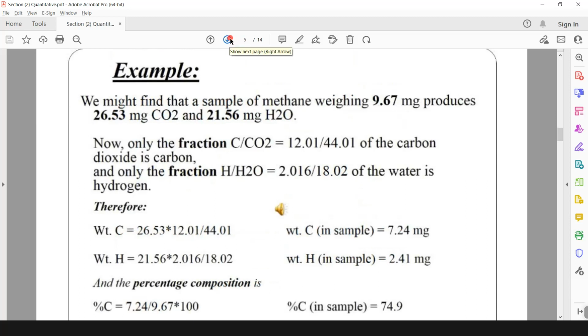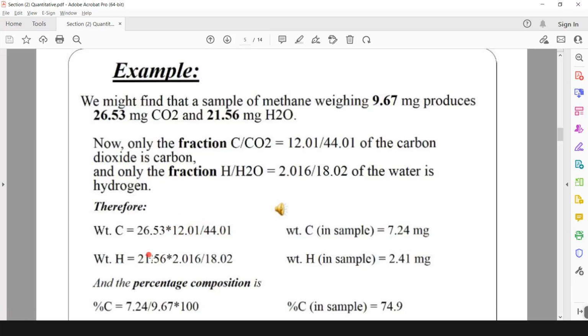Okay, let's try to solve a problem. A very easy problem is telling you the weight of sample 9.67, weight of carbon dioxide 26, weight of water 21. Very easy direct problem. He's telling you to calculate the weight of carbon, weight of hydrogen, percentage of carbon, percentage of hydrogen. Weight of carbon, by the equation, is the weight of carbon dioxide multiplied by the atomic weight of carbon 12 divided by the molecular weight of carbon dioxide 44, which will be equal to 7.24.